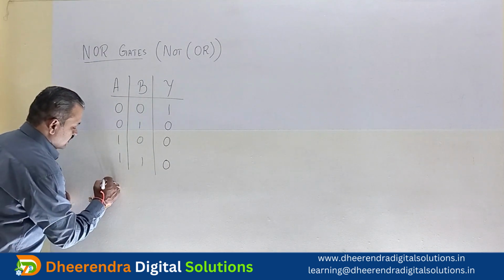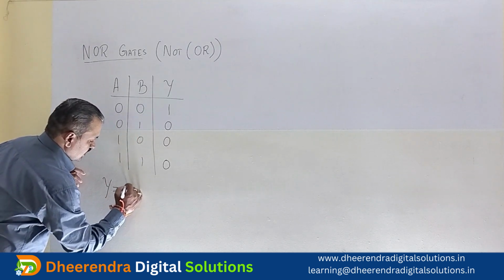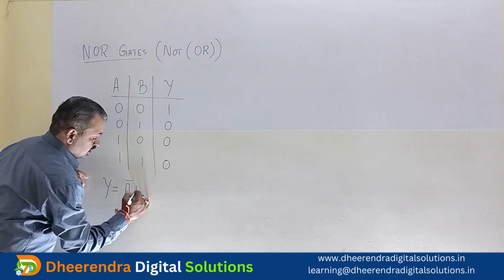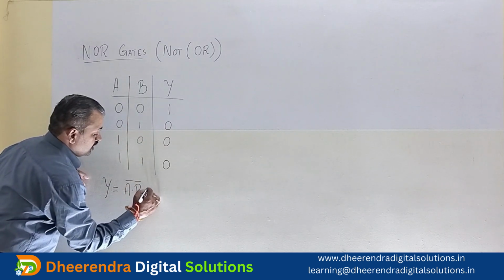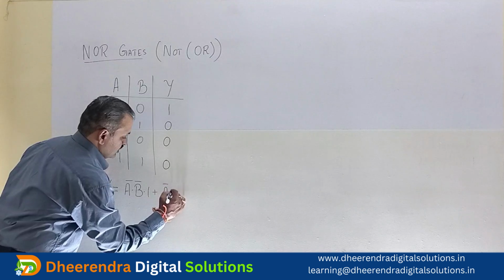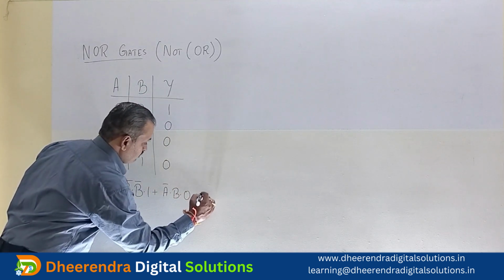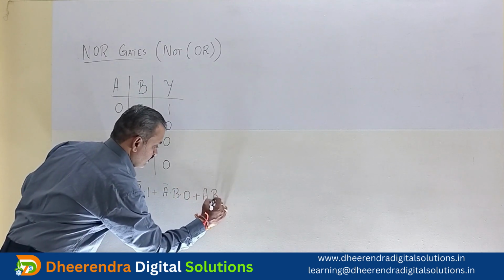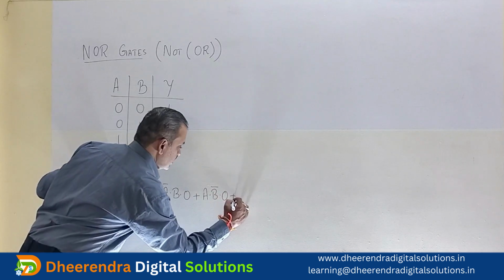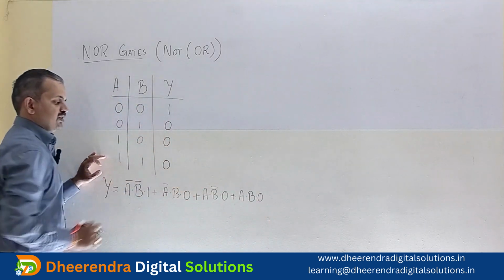Now let us go back to the fundamental way of writing the equation. So Y is equal to, in the first case, here we get A bar, B is also 0, so it is B bar dot 1, plus A bar dot B dot 0, the output is 0, so we take 0, plus A dot B bar dot 0, B is 0 here so we take it as B bar, plus A dot B dot 0, the last combination.